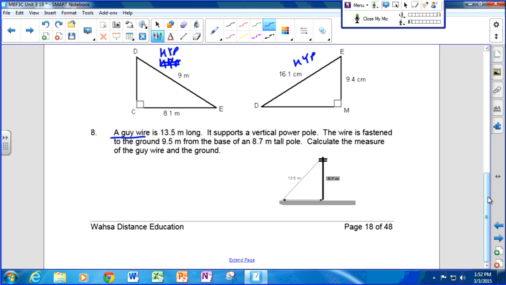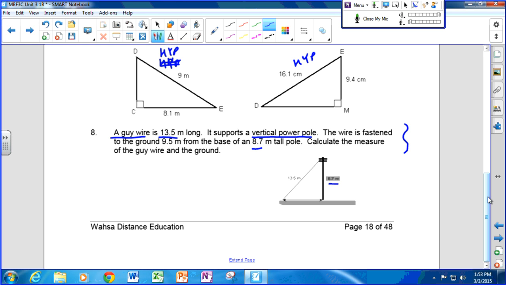And so this is a fairly small one. It's 13.5 meters long, supports a vertical power pole. So this diagram is actually a very good representation of it. Now do watch it. I've seen a few of these where somebody's changed the numbers in the question and didn't change the diagram. So always go by what they give you in the question here. And if it doesn't match, then change the diagram.